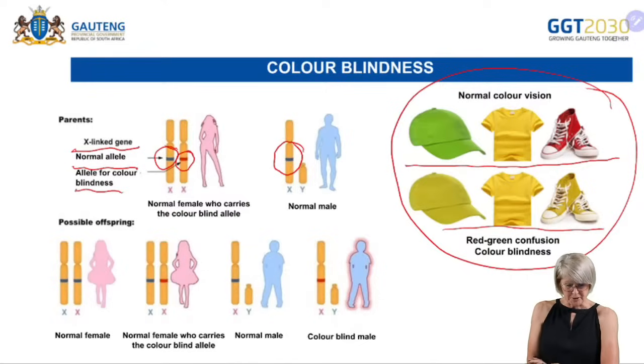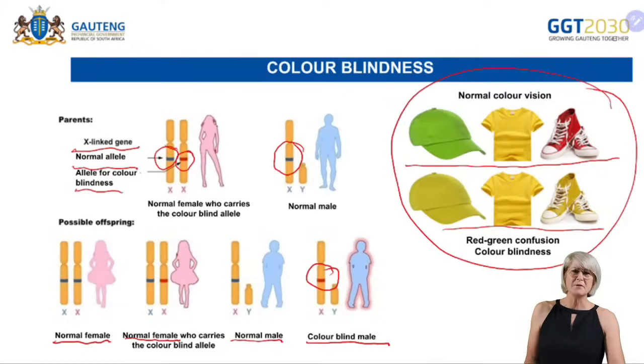The possible offspring, so as fertilization occurs, we see the outcome, and we see one of the females will be normal. The other female is normal, but she carries the allele for color blindness. So she can pass that on to her sons, and in fact her daughters too. The next individual is a normal male, and the second one is a colorblind male. So he's not even a carrier. He has color blindness because he has the allele for color blindness, and there is no other allele to mask that characteristic. Okay, so that is how our two sex-linked disorders are inherited.